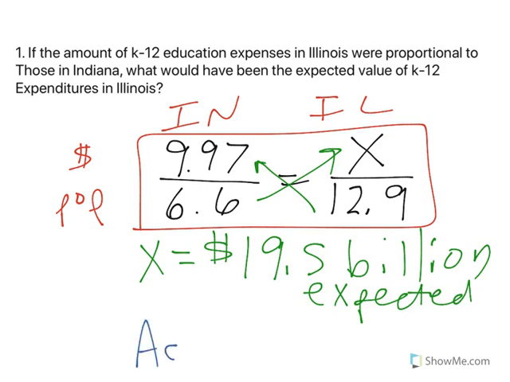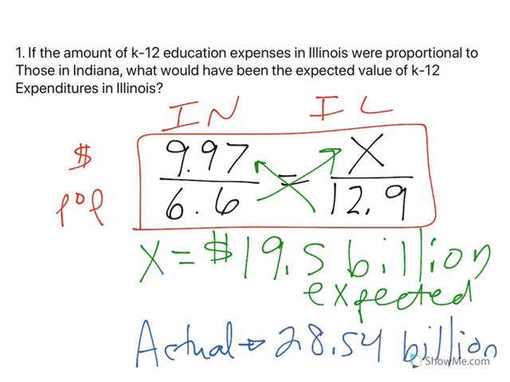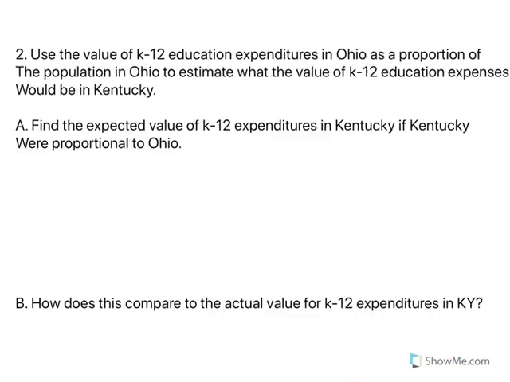Remember that the actual, let me look, is 28.54 billion. So look at the difference. That's a $9 billion difference. Illinois would have spent $9 billion less if they would have spent like Indiana. Number 2.